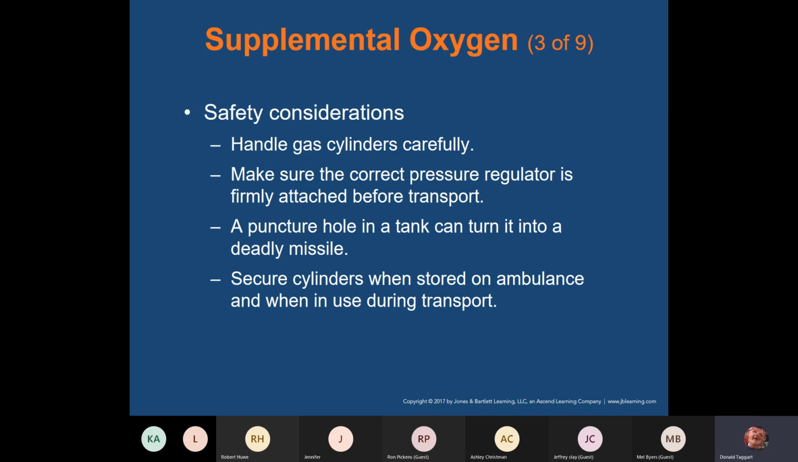Like in Oregon, everything has to be secured. And if you ever have to leave it on the ground for some reason, lay it down. Don't have it sitting upright because they easily get knocked over.